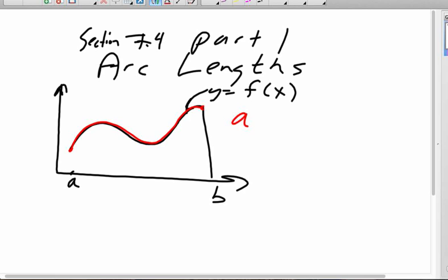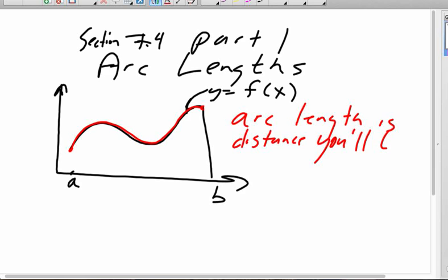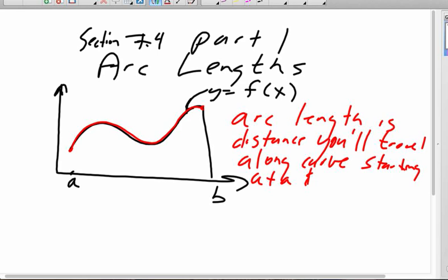So arc length is the distance you'll travel along the curve, starting at point A and ending at B. So one way of thinking about this is we're essentially going to break this into a bunch of little small pieces and work through this thing.